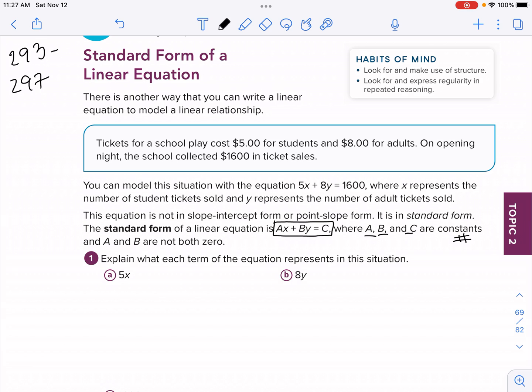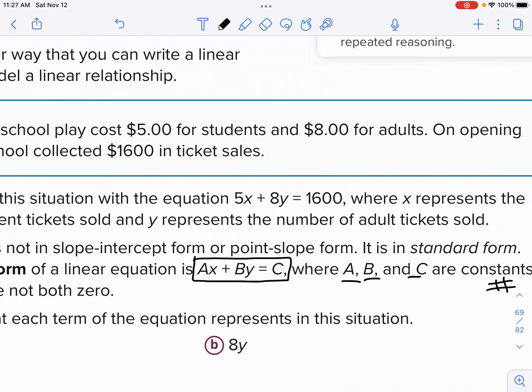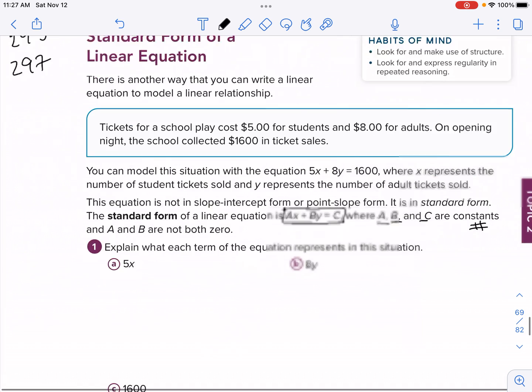It says tickets for a school play cost $5 for students, $8 for adults. On opening night, the school collected $1,600 in ticket sales. So we have this equation that models the situation, right? 5x plus 8y equal to 1,600. So what does each part represent? We'll write that here.